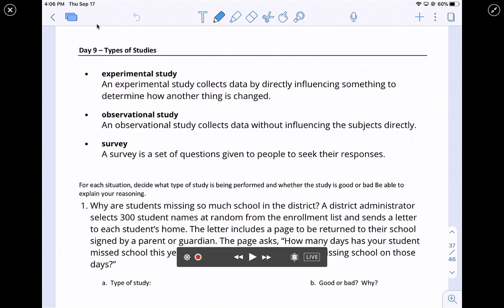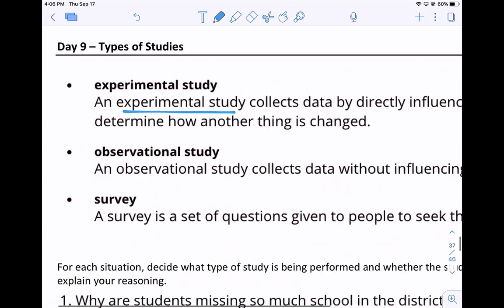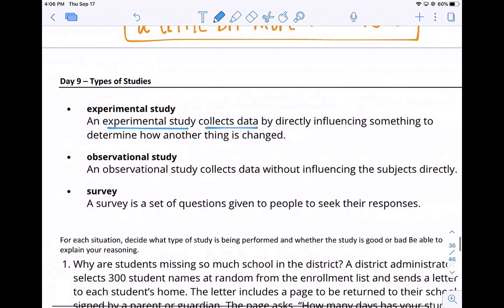Day 9, we will look at types of studies. There are three main types of studies that we will look at in today's lesson. The first is an experimental study. An experimental study collects data by directly influencing something to determine how another thing is changed.